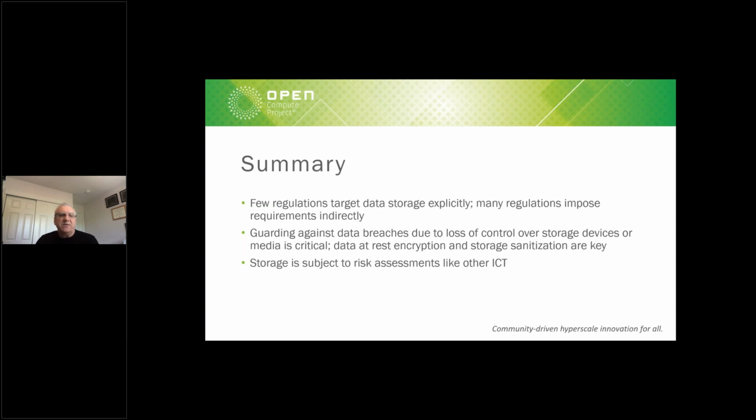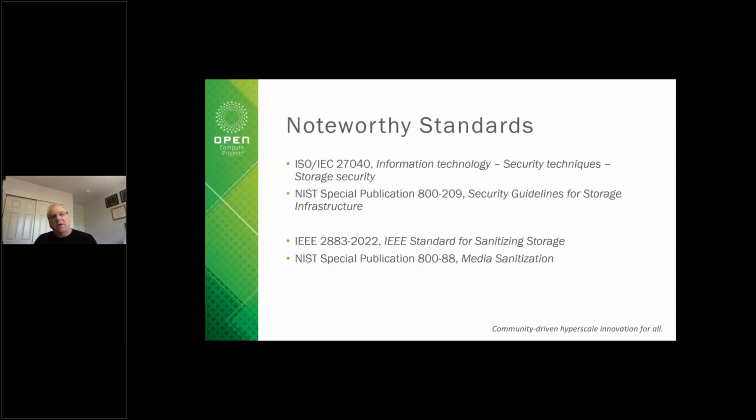The other piece is that we're seeing more and more risk assessments being required, whether from the privacy side or the security side, and storage is now being subjected to that. And there's even an ISO standard dealing with storage technology that is now part of the ISO 27000 series, if you're familiar with that. I mentioned ISO 27040 is the ISO standard.